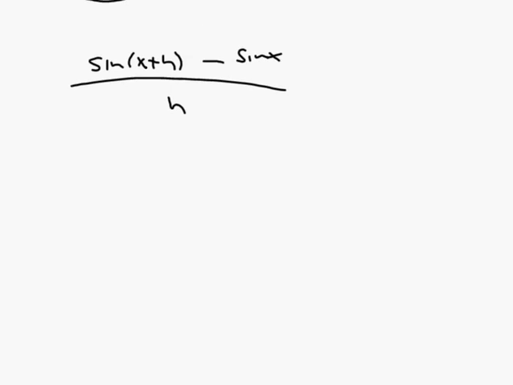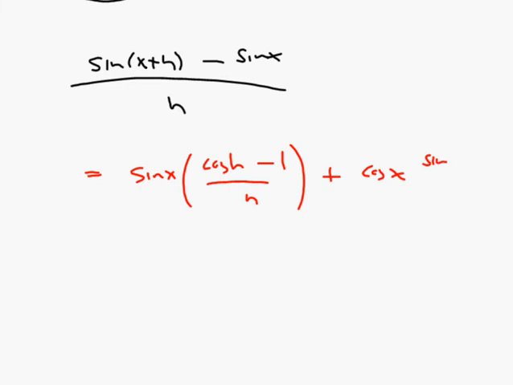Now, it can be shown that this equals sine x times cosine h minus 1 over h, plus cosine x times sine h over h. So you can show that that relationship holds, and that's what we're going to do now.